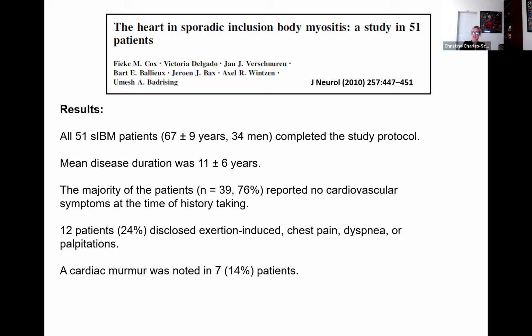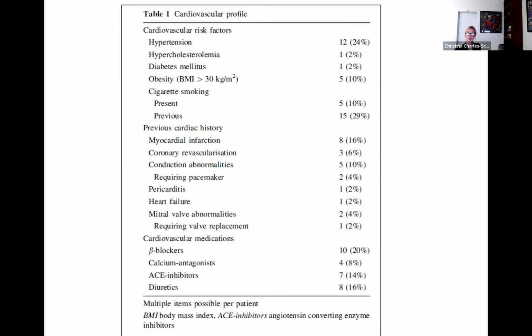And mean age there, 67 years. 34 out of the 51 were men. Mean disease duration, 11 years. The majority of them had no history of cardiovascular disease or symptoms. There were some, 24%, who had some chest pain, some dyspnea, some palpitations. There were 14% who had a cardiac murmur.